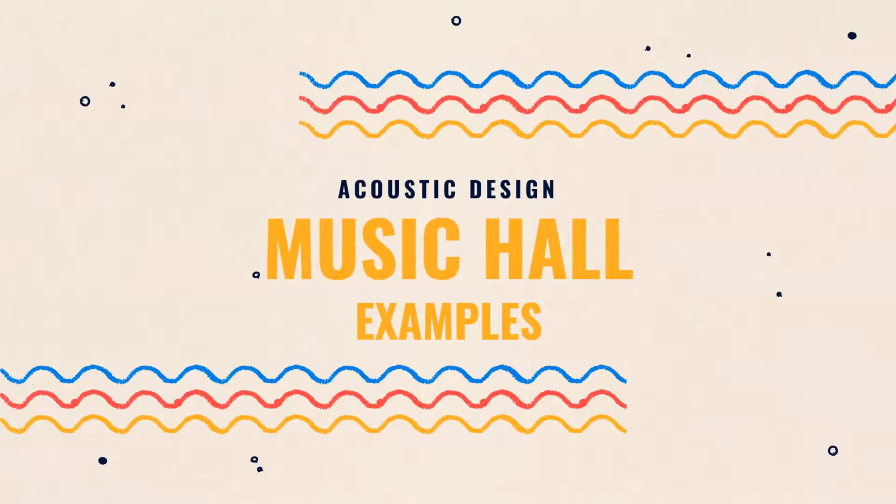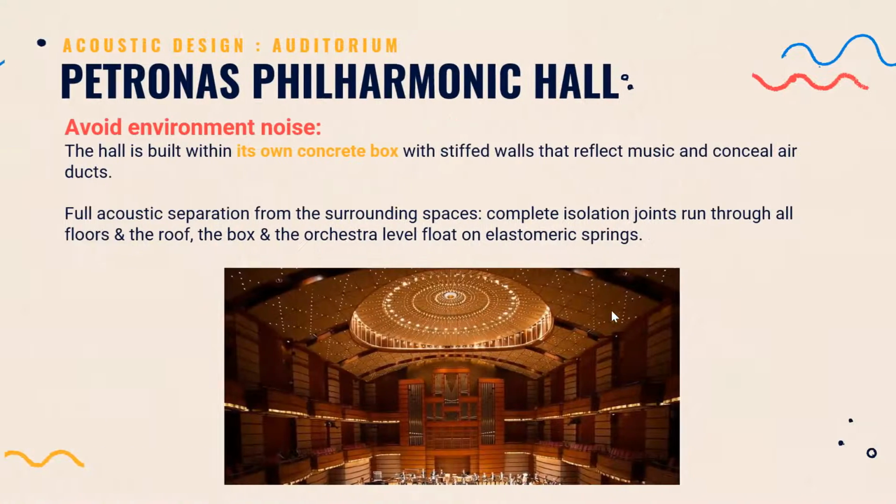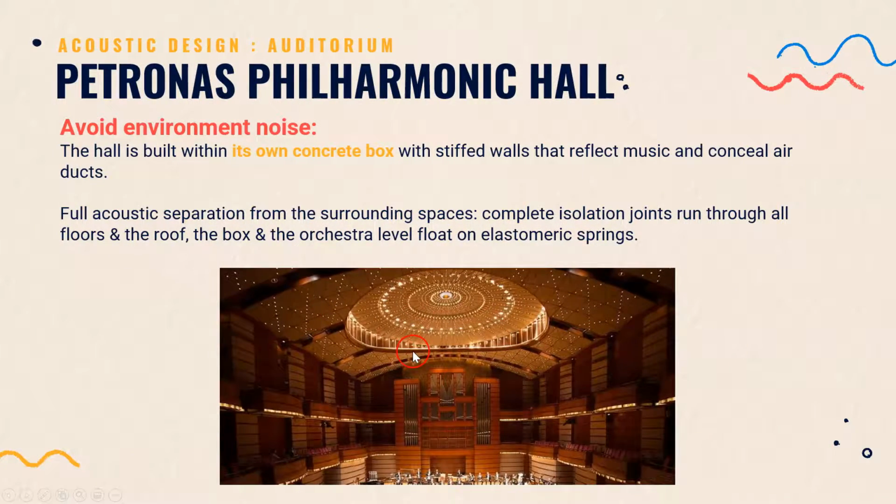Now I will explain more on music halls. Let's see the example of music halls design. Petronas Philharmonic Hall is designed for classical orchestra or music. This grand hall provides an acoustic environment for a wide range of performance. The hall is built with its own concrete box with steel walls that reflect music and conceal air ducts.